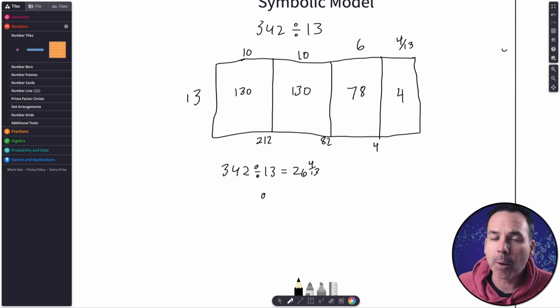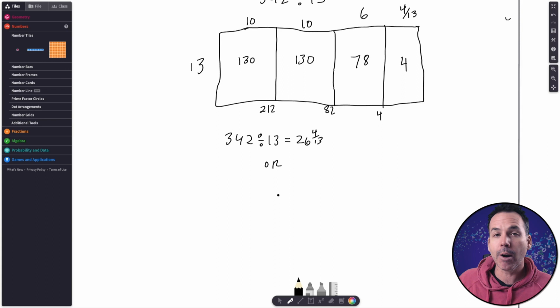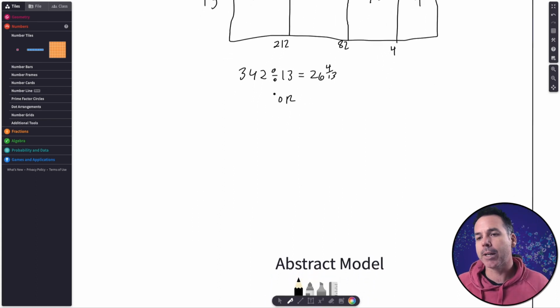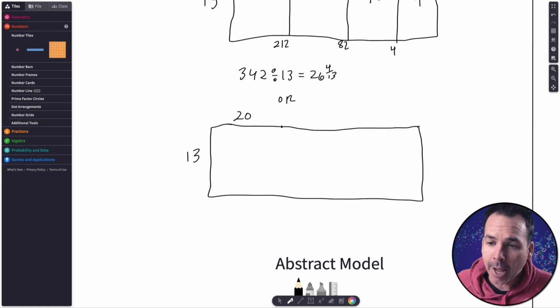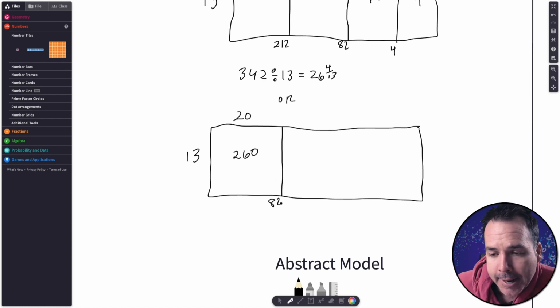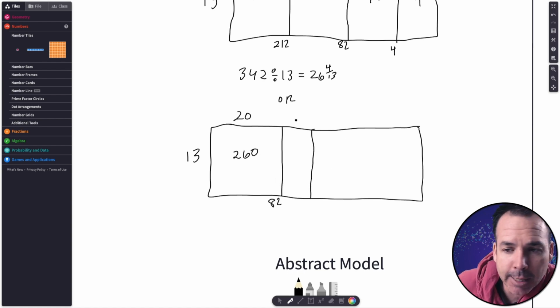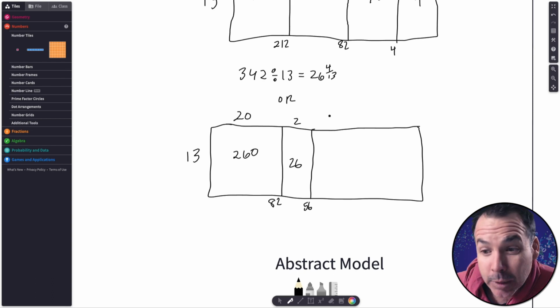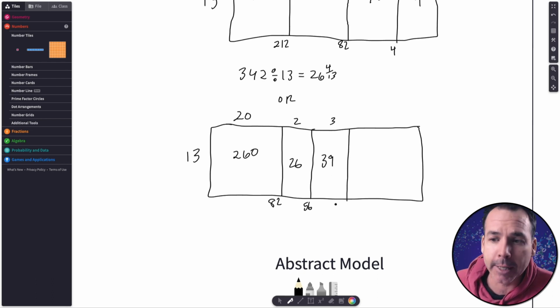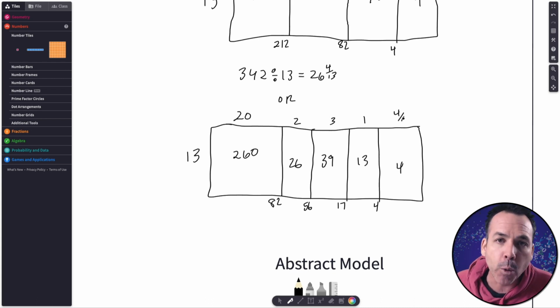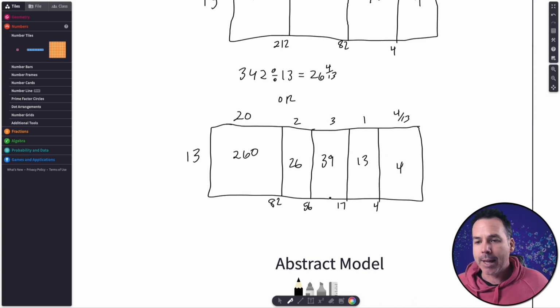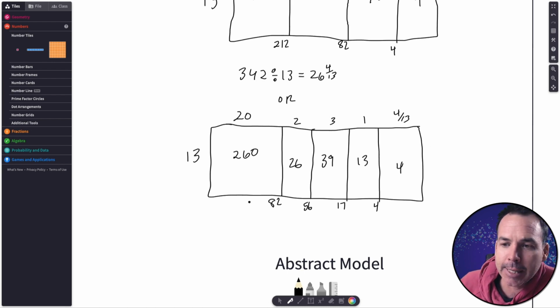And the nice thing about both of these models is that they are flexible. You could have a student say, look, I know that I can make 20 groups of 13. That eats up 260 of my total, and that leaves 82 left. And then I can say, well, two more work in there, and then three more work in there, and then one more works in there, and then I have these 4 again left over. And so then you can still write your product statement at the end of all of that.